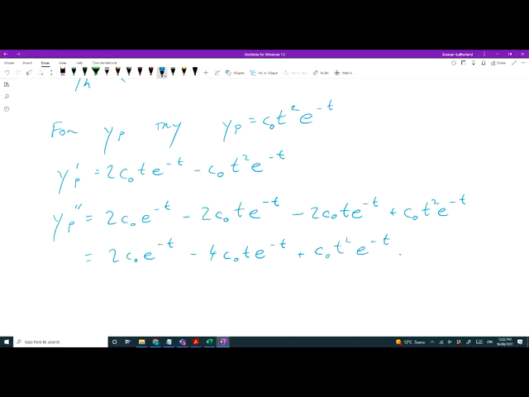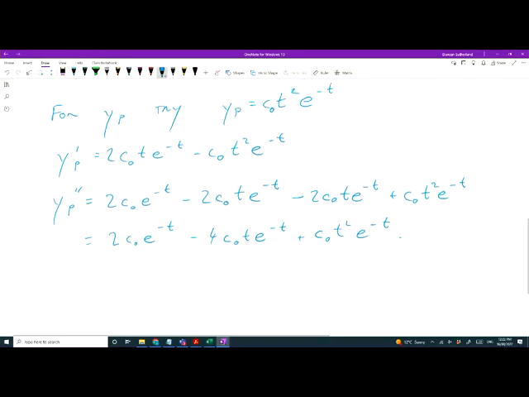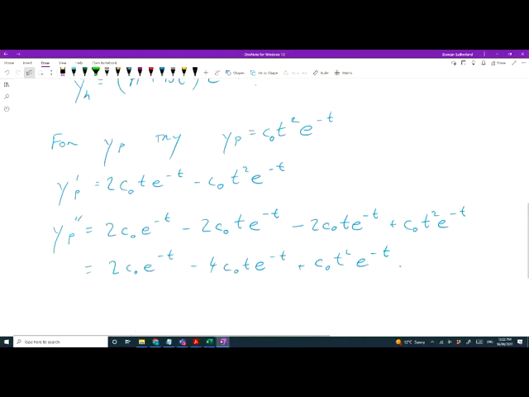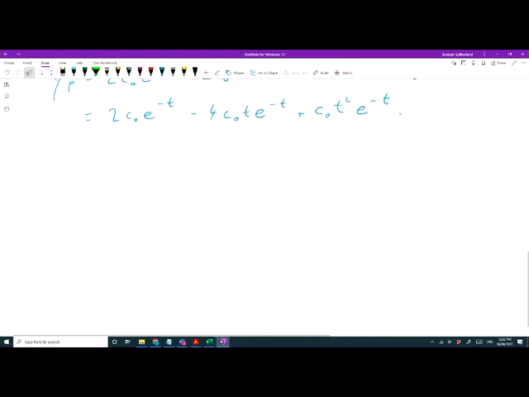Are we all comfortable with that? I haven't made a mistake. I don't actually know because I don't have my pre-prepared notes to compare to. Looks good. I know what the answer is, and I know how to get there, so I should be able to pick up on mistakes if I've made them. So let's now substitute this in.